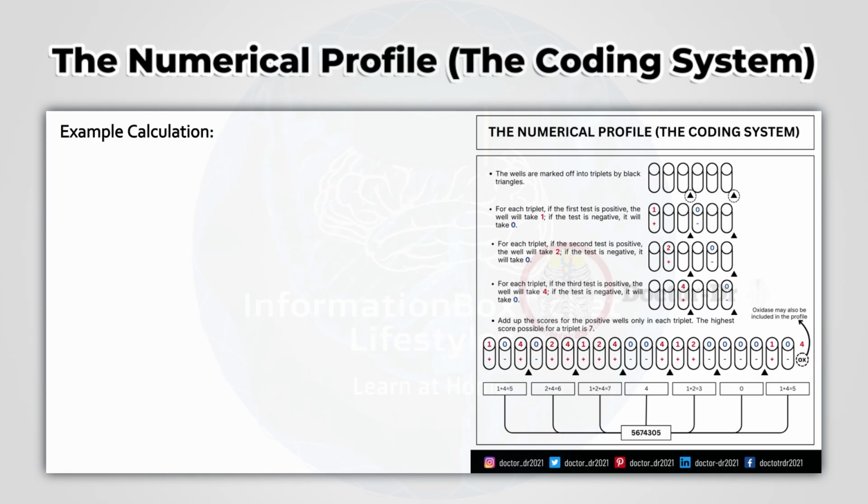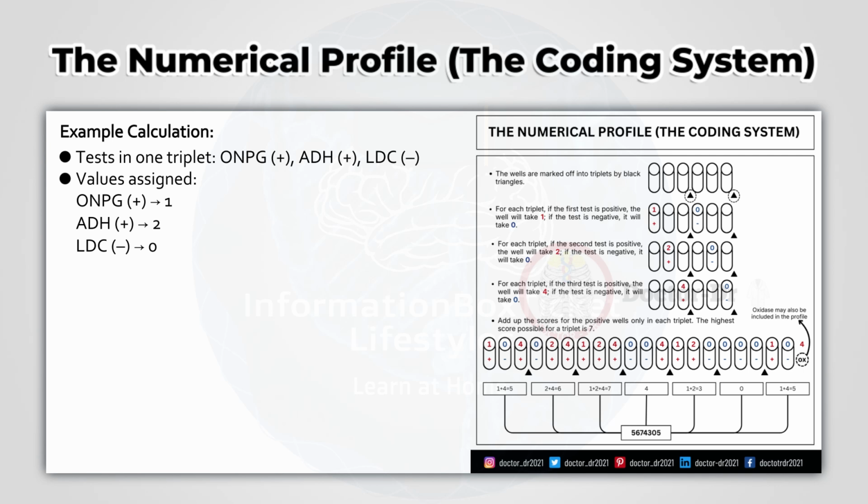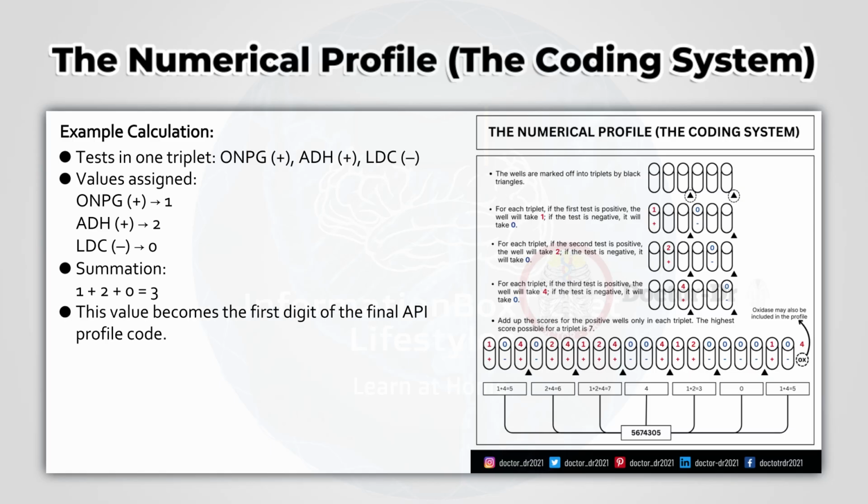Example calculation. Tests in one triplet: ONPG plus, ADH plus, LDC minus. Values assigned: ONPG plus, 1; ADH plus, 2; LDC minus, 0. Summation: 1 plus 2 plus 0 equals 3. This value becomes the first digit of the final API profile code.